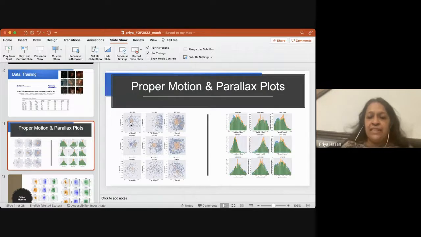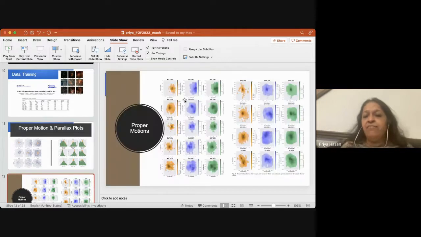You can obviously see that we increased the number of members by 2 or 3 times. You can see the sizes of our clusters have very well increased from the original size of the clusters, and they very well agree with the parallax plots. The orange is the old stars, the blue is the new, and here you have the combined ones: the old, the new, and the combined. And if we do proper motion plots, these are for the old members, these are for the new, and this is the combined.